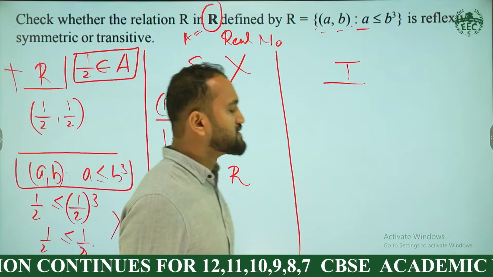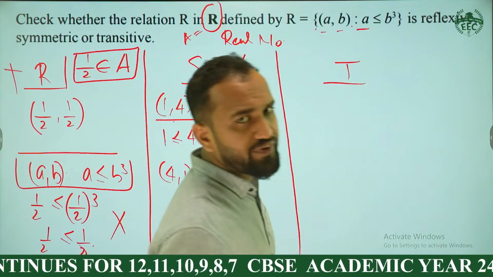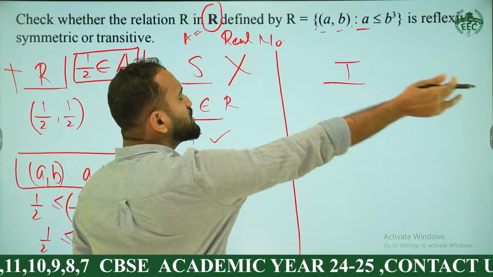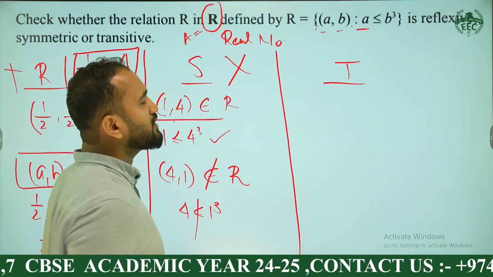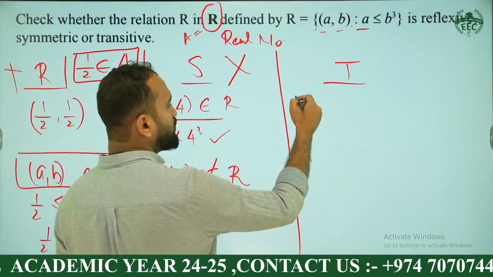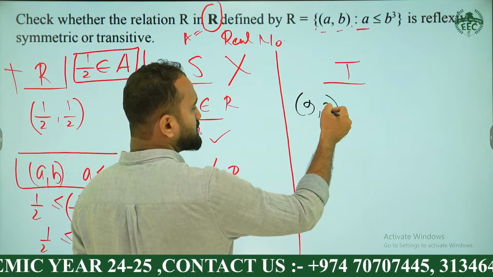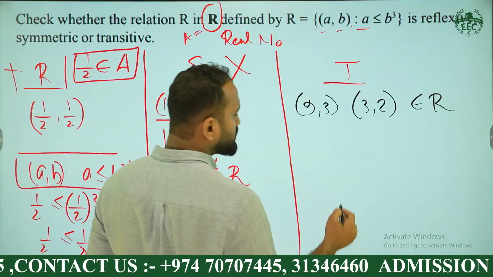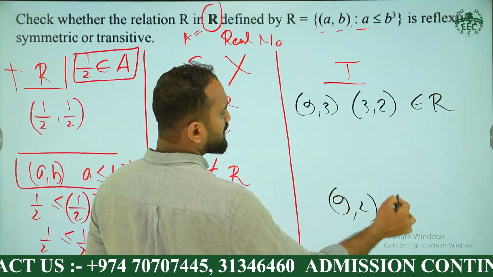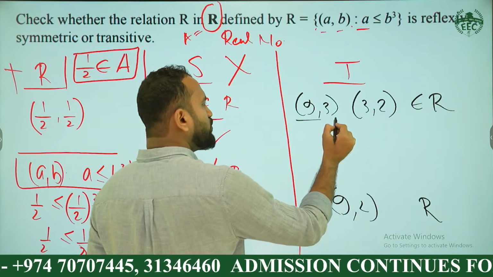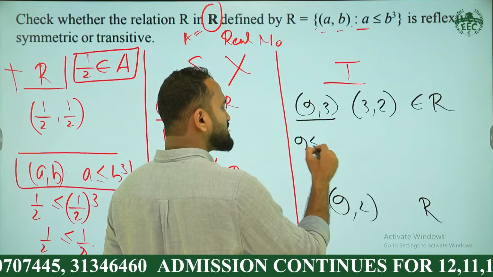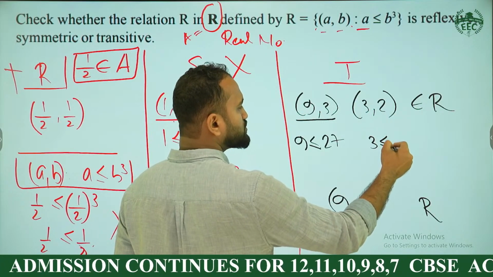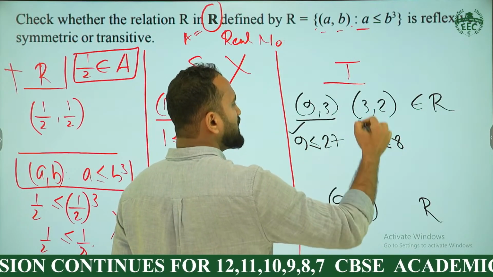Now the final one is transitive. Tell me the rule of transitivity. The rule is that if (a, b) and (b, c) are there, you have to check whether (a, c) is there or not. It was found that (9, 3) and (3, 2) are in the relation. My question is whether (9, 2) is in the relation or not. Is (9, 3) in the relation? Yes. Why? 9 is less than or equal to 3 cube, which is 27. Is (3, 2) there? Yes. 3 is less than or equal to 2 cube, that is 8. This condition is true. This condition is true.